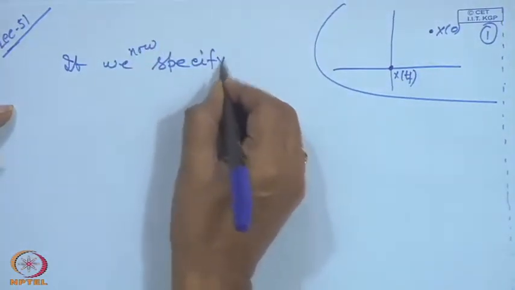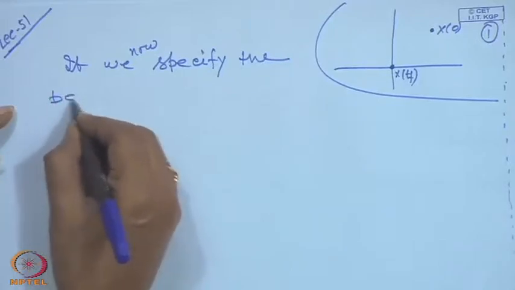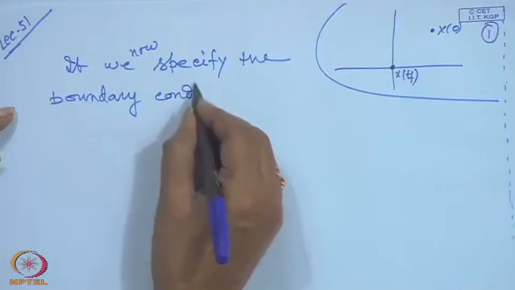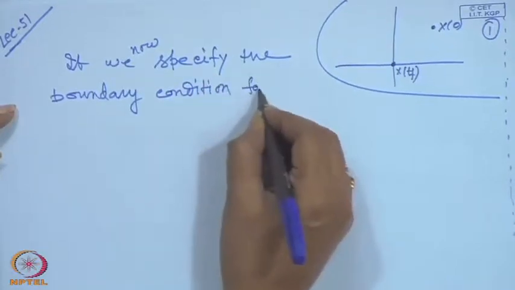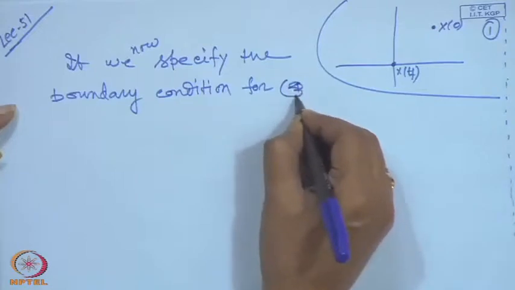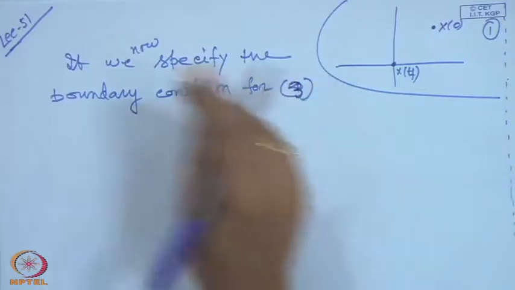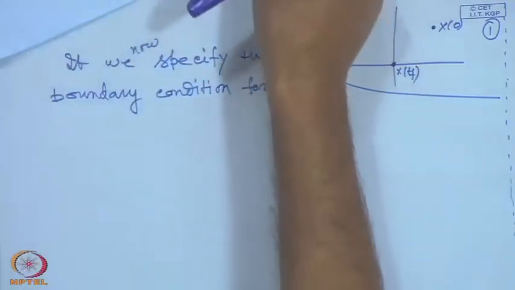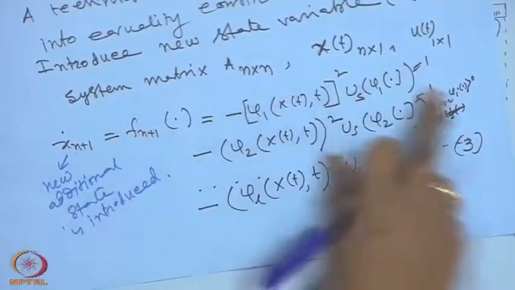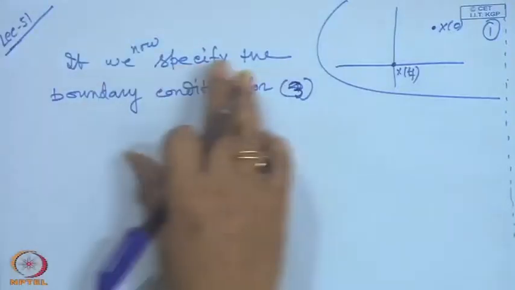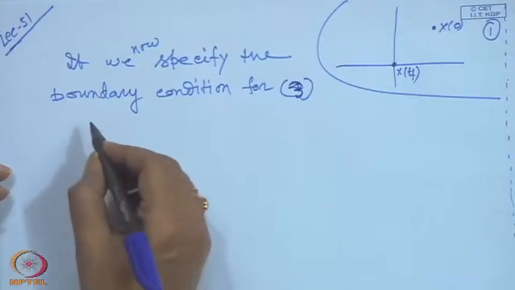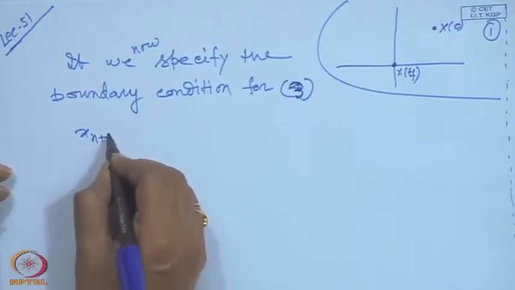if we now specify the boundary condition for equation 3. Equation 3 is this equation, the new additional state vector equation.